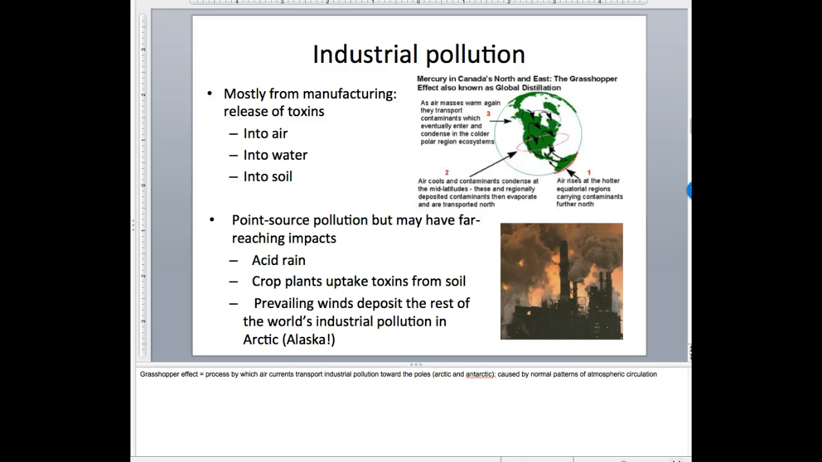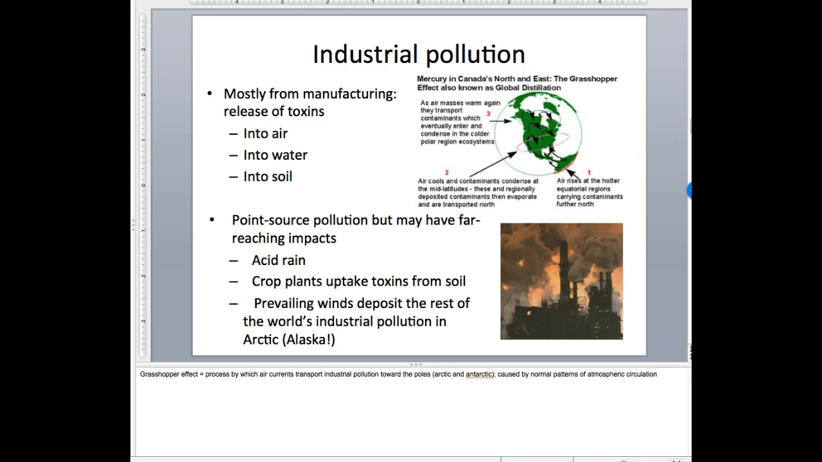The flip side of that is industrial pollution, which is typically some type of chemicals related to manufacturing. And these could be manufacturing everything from your nylon stockings to your makeup to petroleum products to our coal and oil resources. They're widespread. And these toxins are released into air, water, and soil. They're often considered point source pollution, whereas a lot of sewage pollution is considered non-point source pollution.